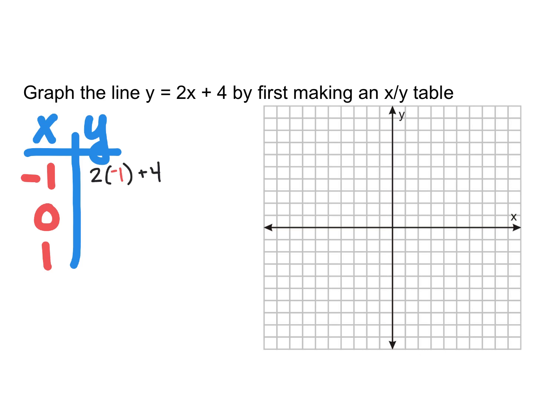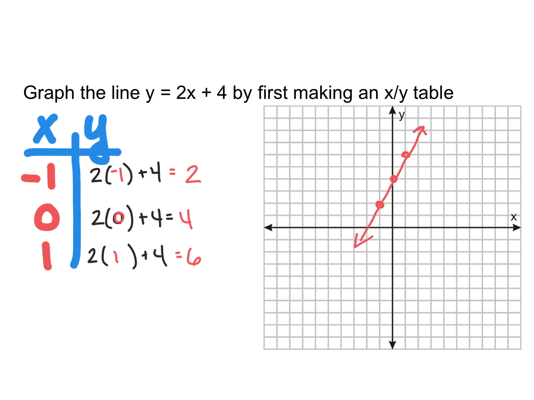2 times negative 1 plus 4, which would equal 2. Then plug in 0. 2 times 0 plus 4 is equal to 4. And then 2 times 1 plus 4 is equal to 6. Now you have ordered pairs. Negative 1, 2, plot that. 0, 4, and 1, 6. Connect it to make a straight line.